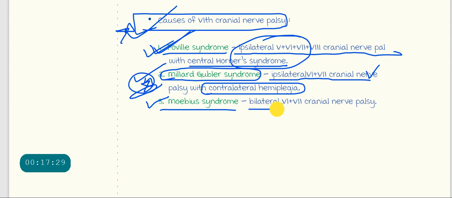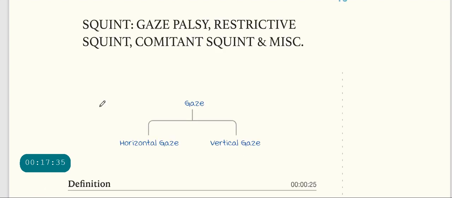In the next session of squint, we are going to study the gaze palsy, the restrictive squint and the comitant squint or mix. These will be the topics.